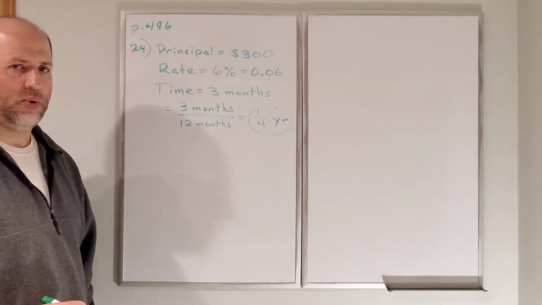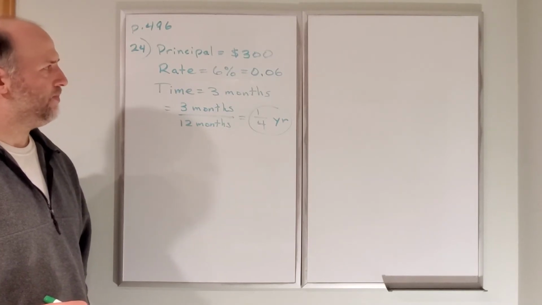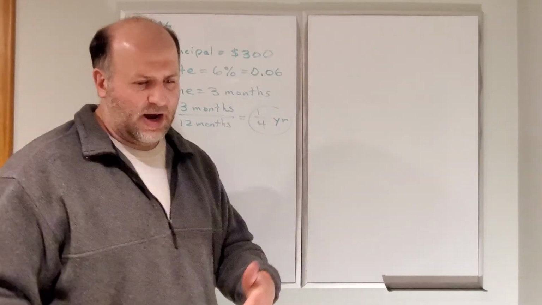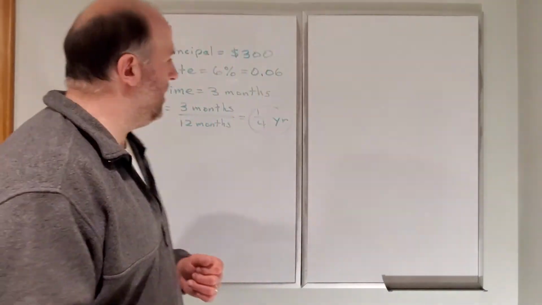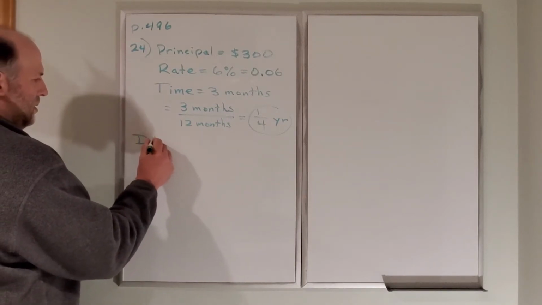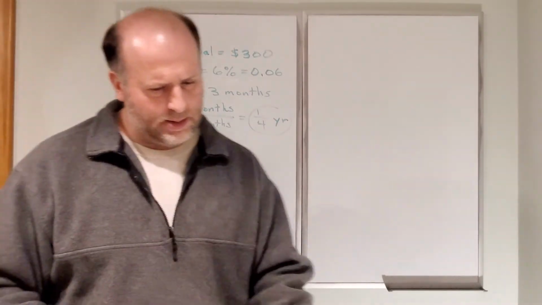Okay, 0.25 if you want the decimal for that. But again, we can use fractions. It's not a problem. Fractions, decimals, they mix arithmetically, just not percents. So let's go ahead and calculate all this. And all they're asking for is the interest, right?